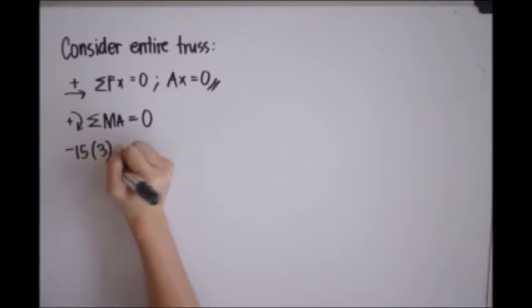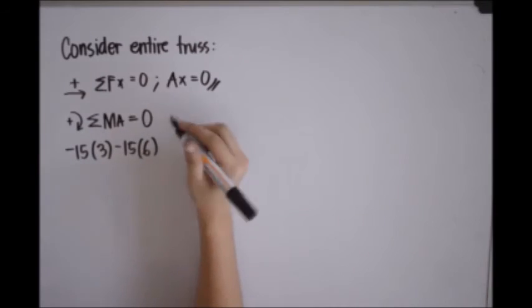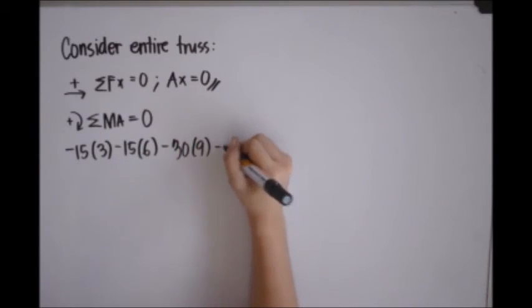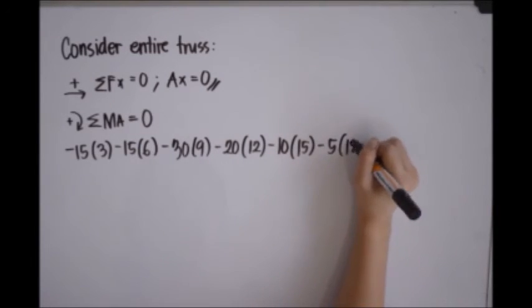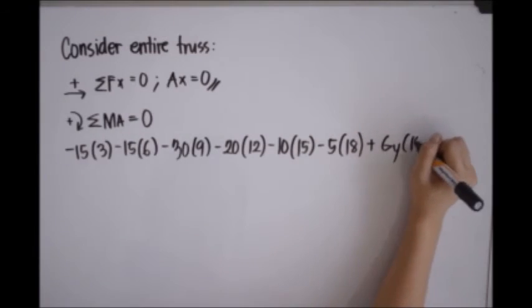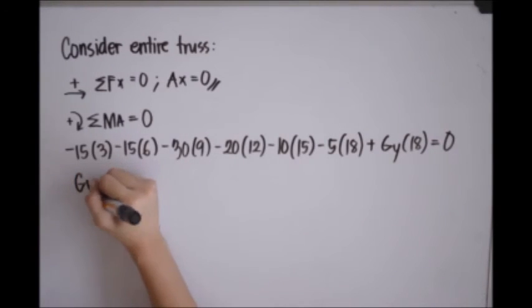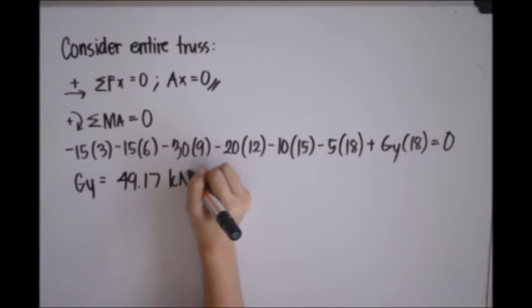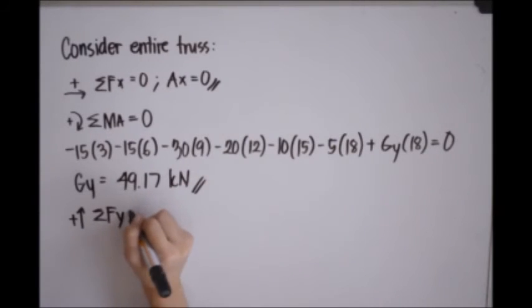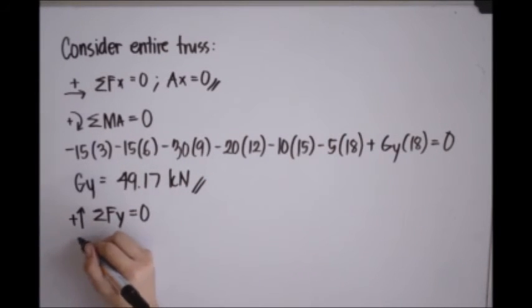So, negative 15 times 3 minus 15 times 6 minus 30 times 9 minus 20 times 12 minus 10 times 15 minus 5 times 18 plus Gy times 18 is equal to 0. So, ang Gy natin will be 49.17 kilonewtons. Then, summation of Fy is equal to 0.